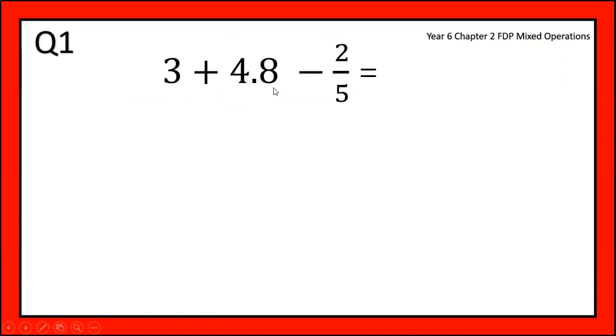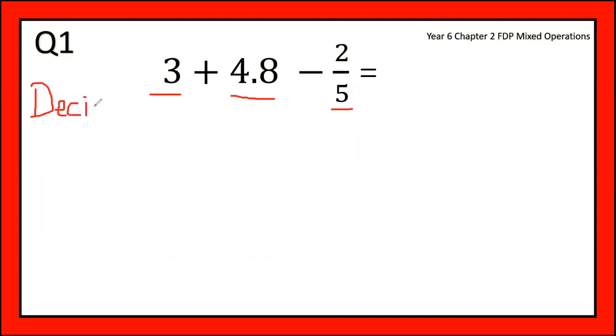3 plus 4.8 minus 2 over 5. When you look at this question, you can see that one part of it is a number, adding with a decimal and subtracting with a fraction. So I'm going to show you how to solve this question using the decimal method.